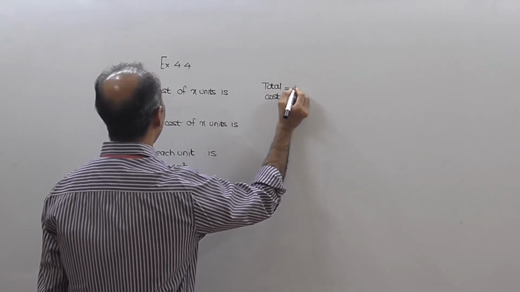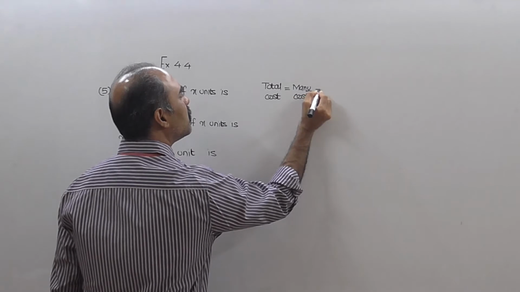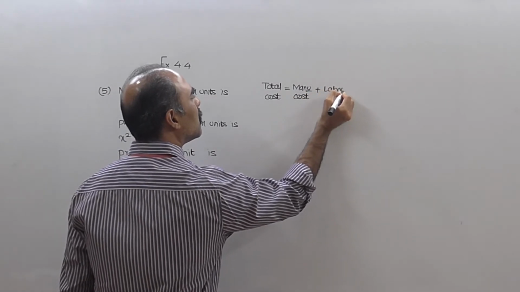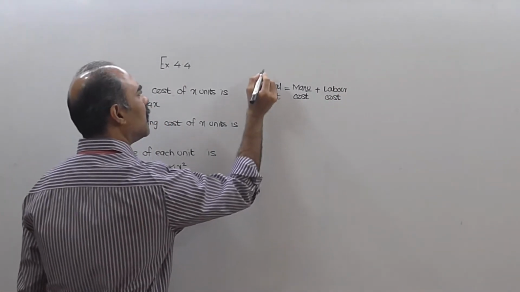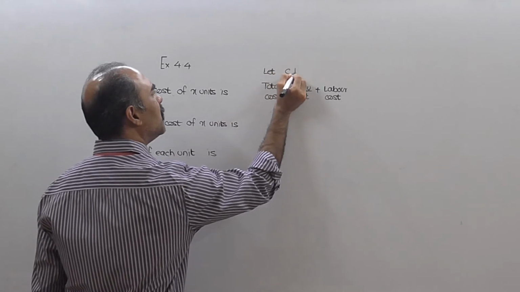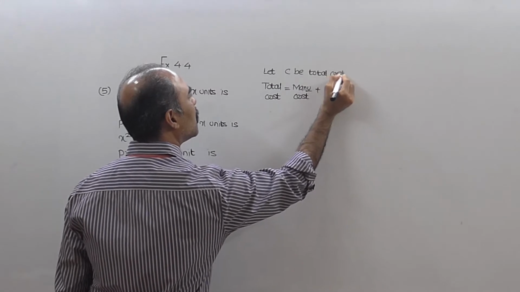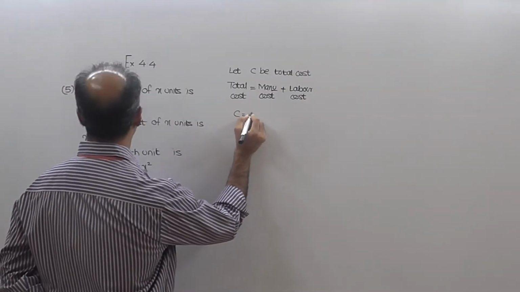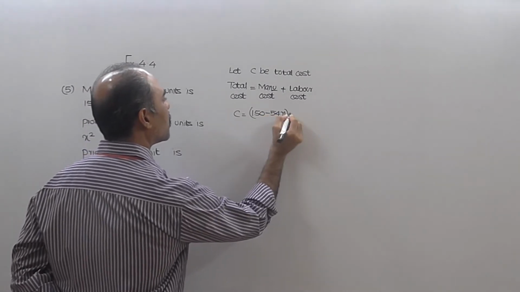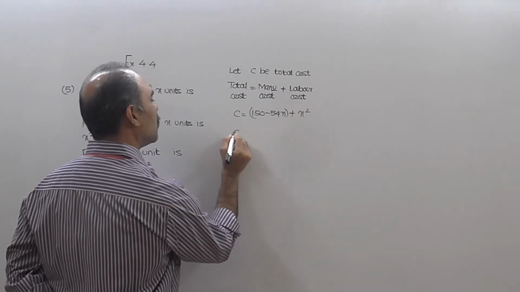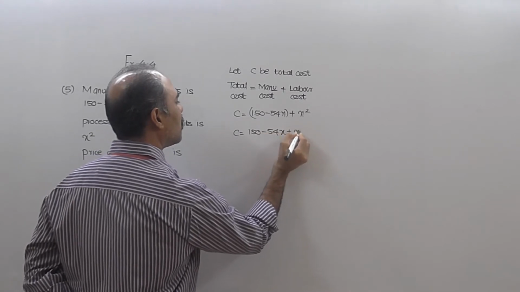So पहले total cost ढूंढो. Total cost will be nothing but the manufacturing cost plus the labor cost. So make an assumption. Let C be the total cost. So C equal to, what is the manufacturing cost? 150 minus 54x. And what is the labor cost? X square. So we get C equal to 150 minus 54x plus x square.